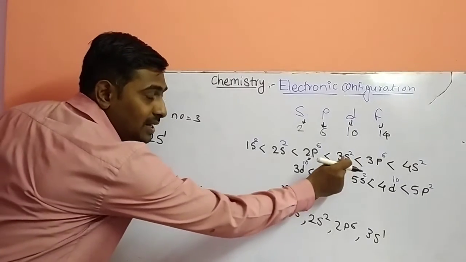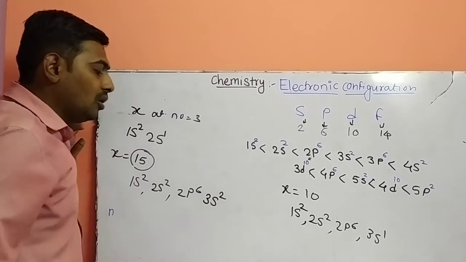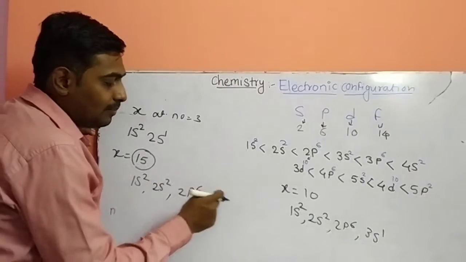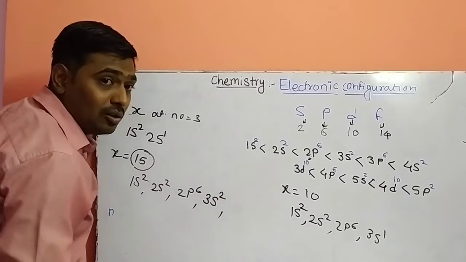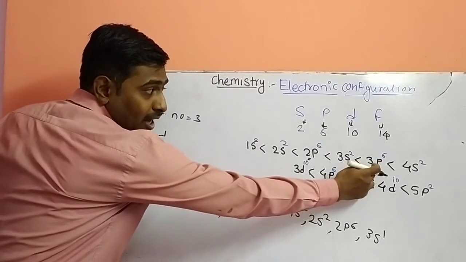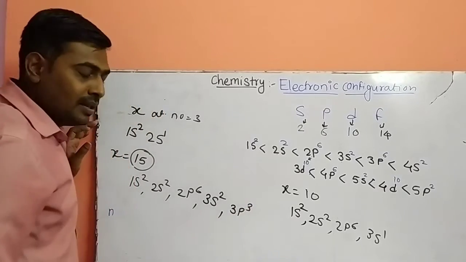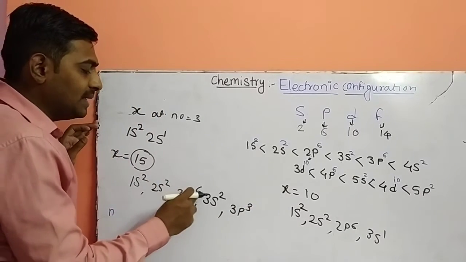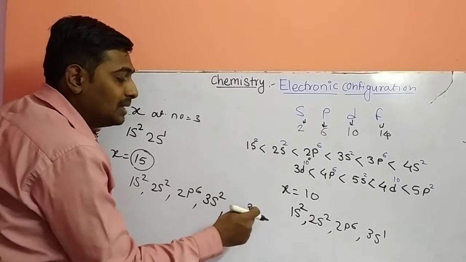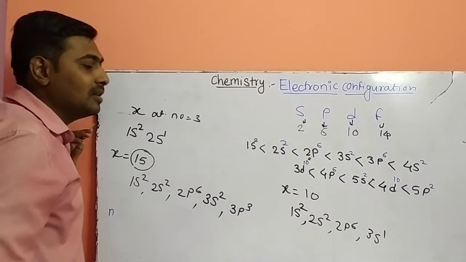So the next orbit is which? The 3s orbit, 3s2. 12 electrons we have completed: 2, 2, 6, 10 plus 2, 12. So how many electrons remain? 3 electrons remain. The next orbit is which orbit? 3p orbit. 3p3. 2 plus 2 plus 6, 10 plus 2, 12 plus 3, 15. It means we have completed 15 electrons.